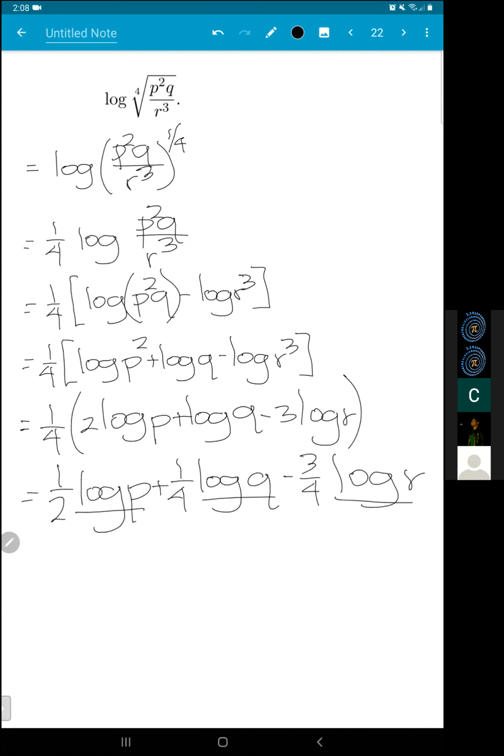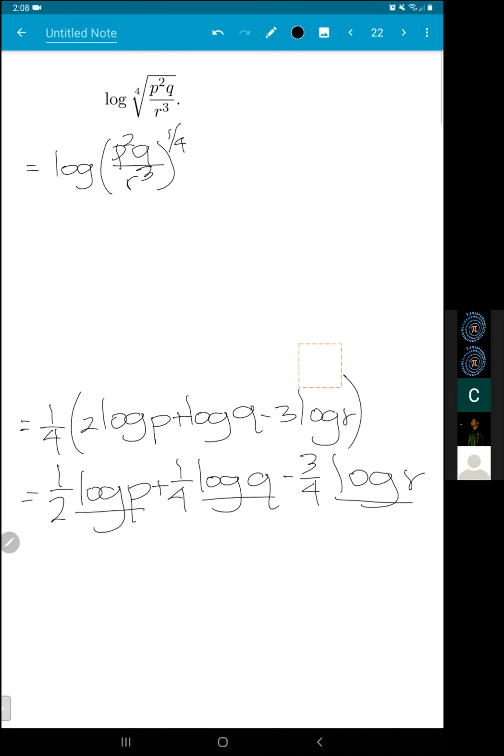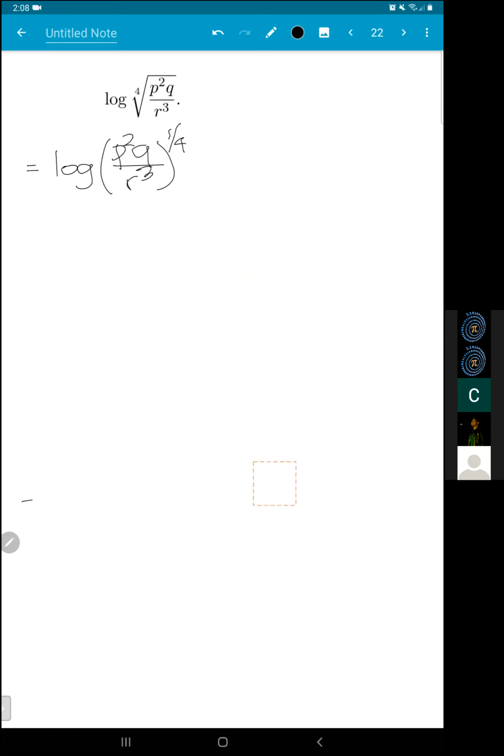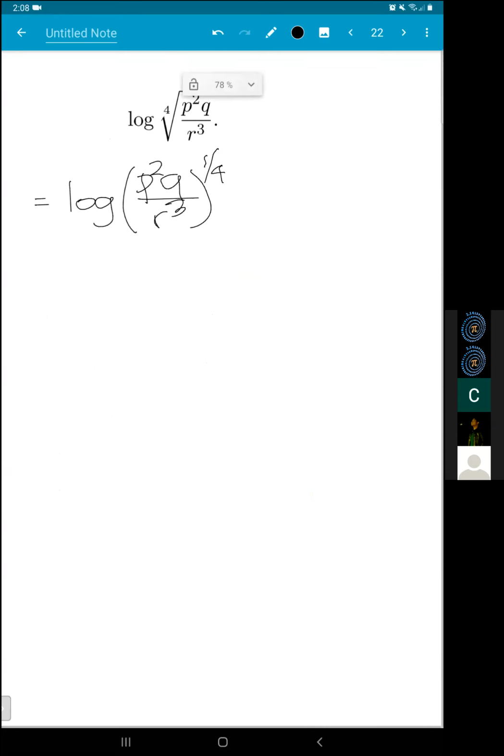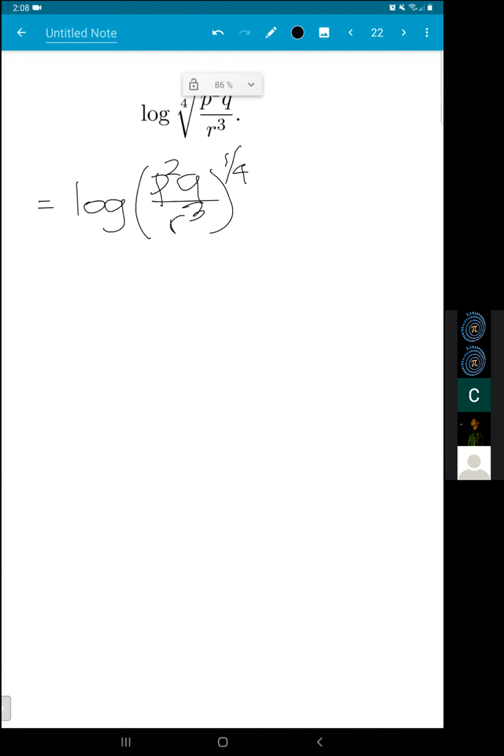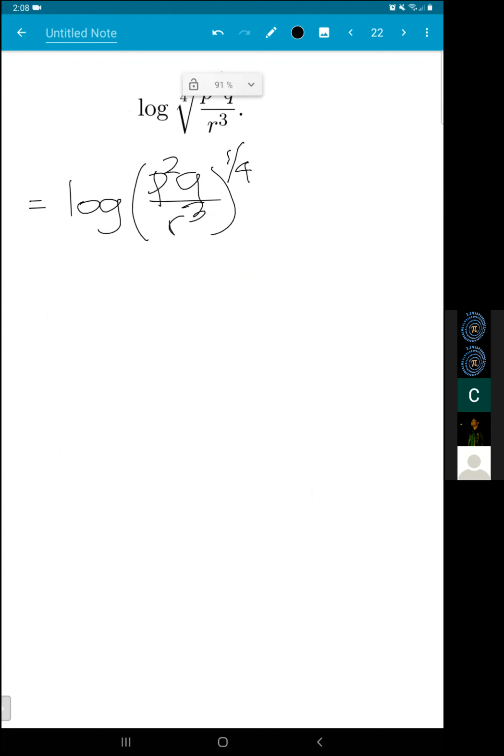We have everything now in terms of the logarithms of the individual factors p, q, and r. Now this could have been obtained in another way by first applying the properties of exponents, starting with this line. Remember, a to the m, to the n, is equal to a to the mn.